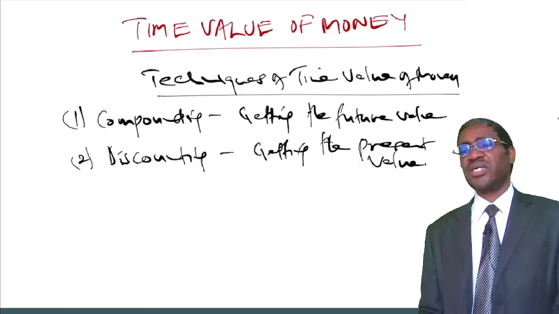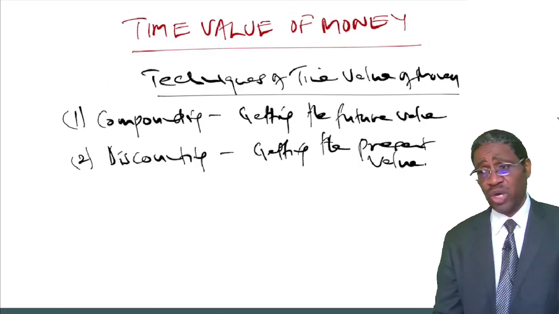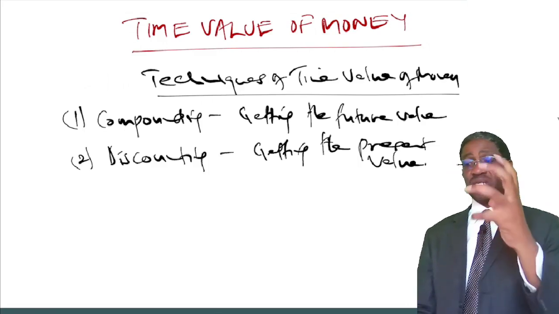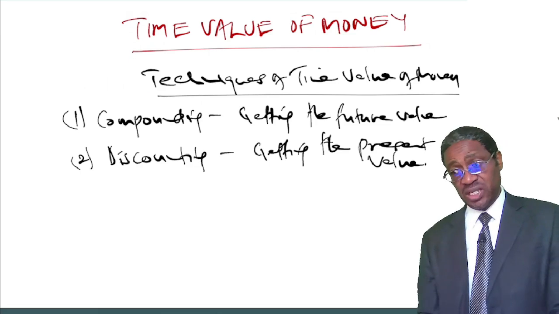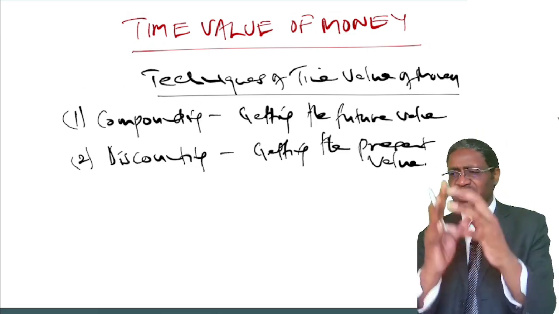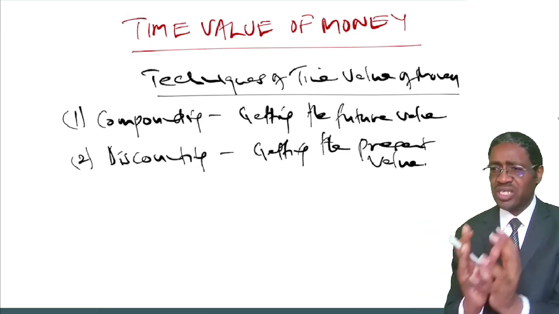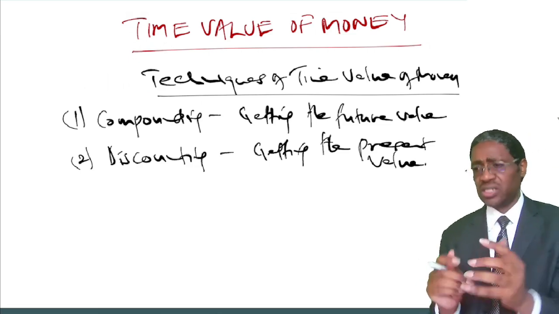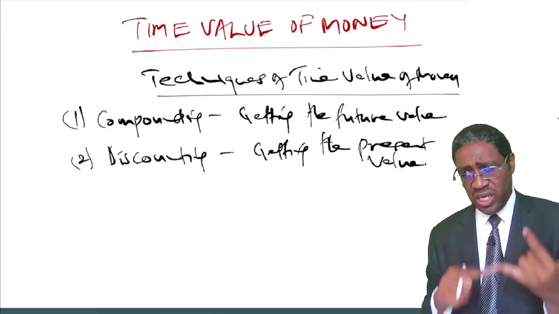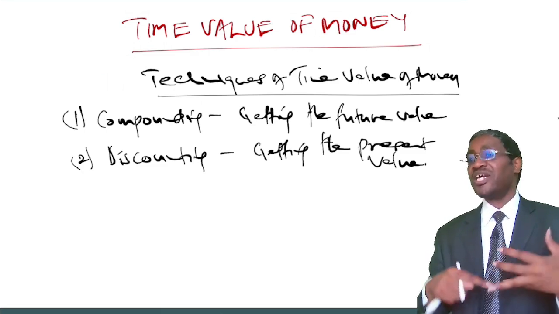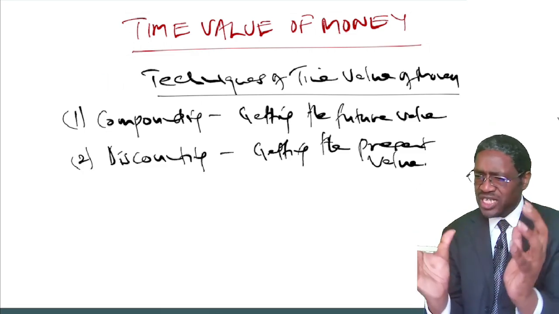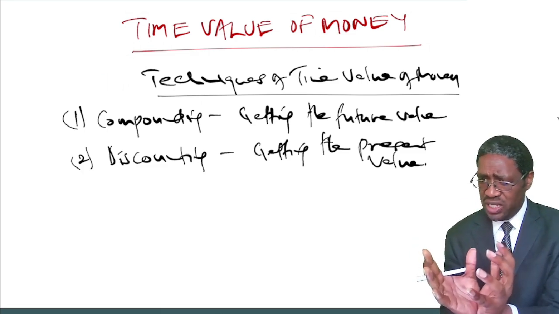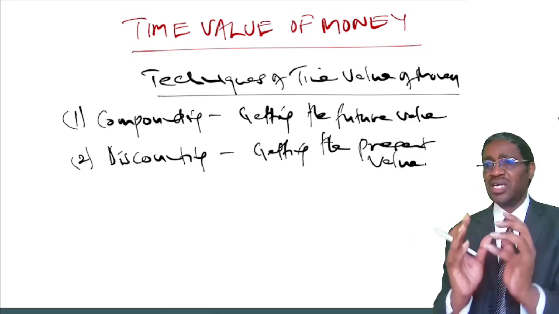Okay, so let's start. We want to continue from where we left last time. Last time we were discussing the concept of time value of money. And we had said, what does the concept state? We said the concept of time value of money states that 1 shilling received today is better than 1 shilling received in the future. After we discussed the concept of time value of money, we also discussed the techniques.